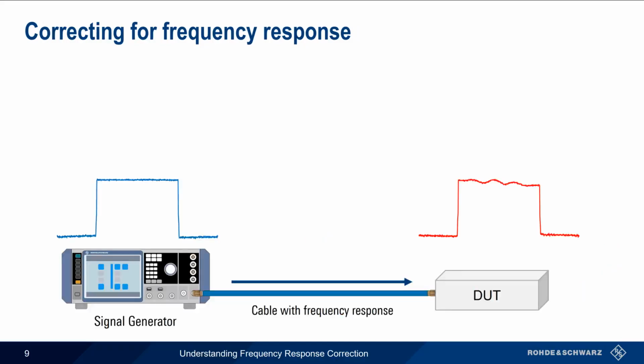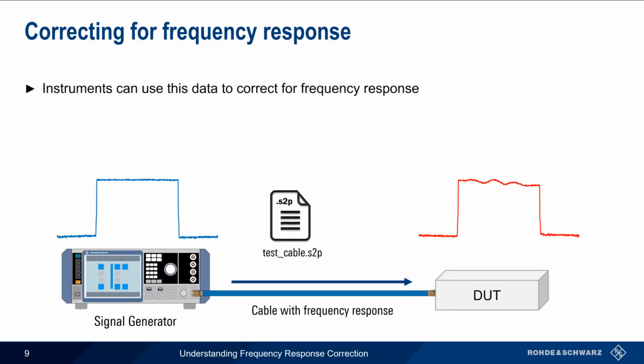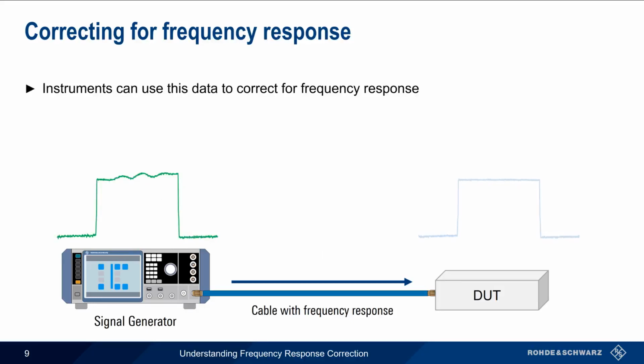Once a component has been characterized in this way, these touchstone files can then be loaded into a signal generator and/or spectrum analyzer. Within the instrument, the data in this file can be used to correct for any frequency response either in the signal transmitted by a generator or received by an analyzer.